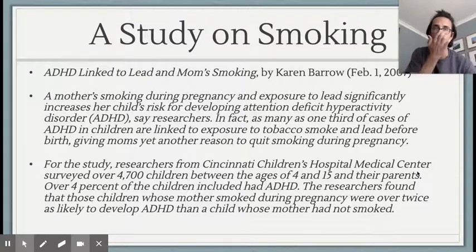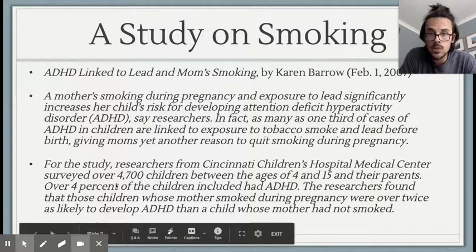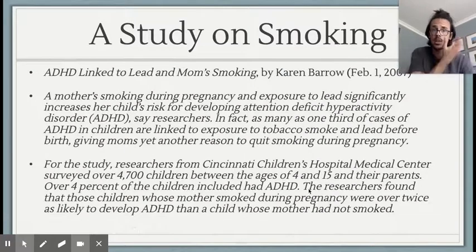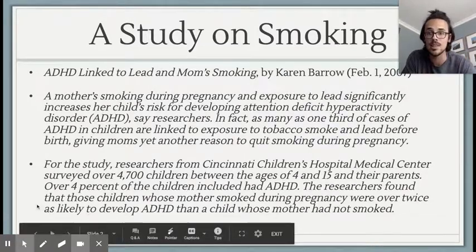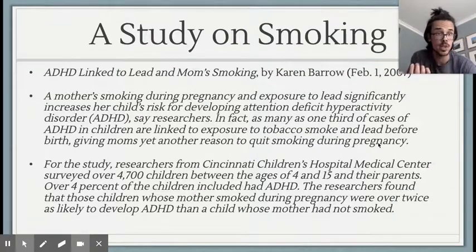So obviously, if they're looking at kids who are 4 to 15 years old, they were probably asking the mother in a survey or something, did you smoke while you were pregnant with this kid? And they found that 4% of the kids overall had ADHD, but they realized that of the children whose mothers smoked, their kids were over twice as likely to develop ADHD as someone who didn't smoke. So that is the finding of the study.